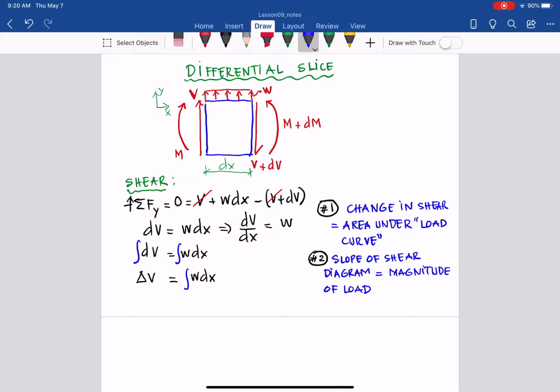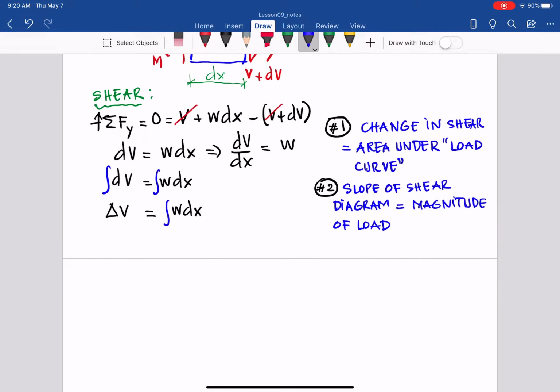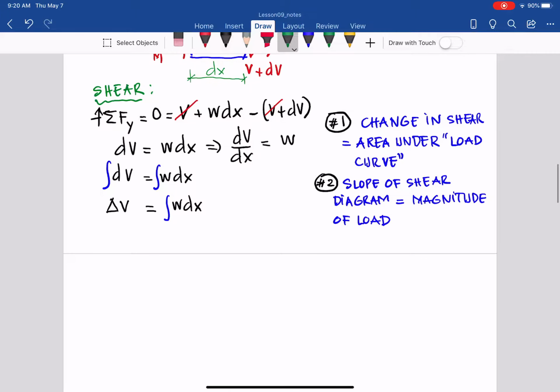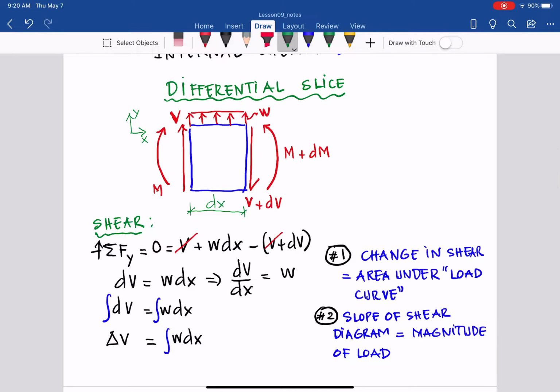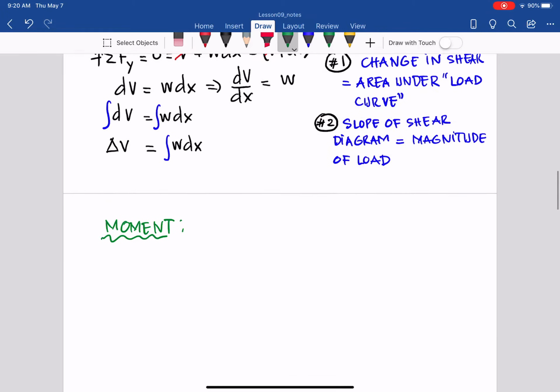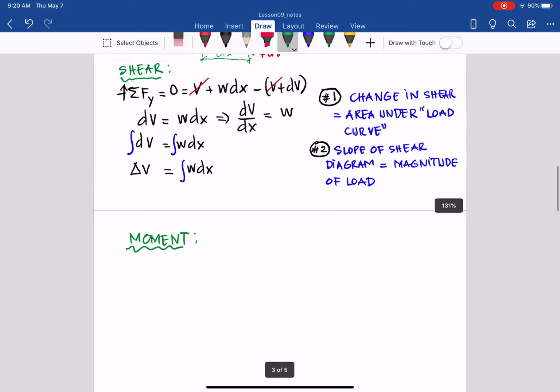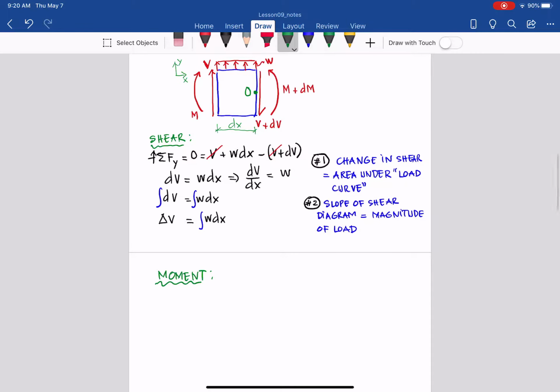And now let's talk about the moment. What happened to the moment? So let's talk about the moment on that differential slice. Let me call the point on the right side of the differential slice point O, and I want to take moment about that point O. So what do I have for that moment?